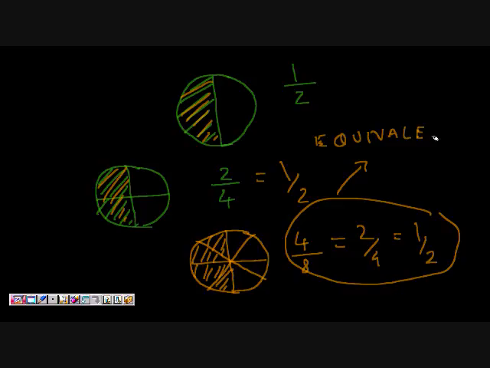So all 3 of these fractions are called equivalent fractions. That means that the value of those fractions is the same. 4/8 is equal to 2/4 is equal to 1/2, or each of them is half or 1/2. Okay.